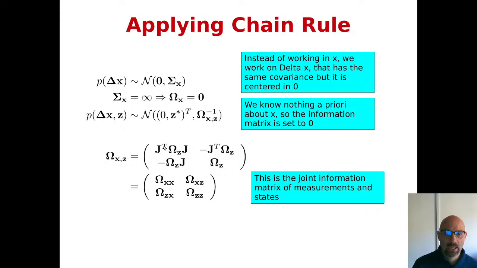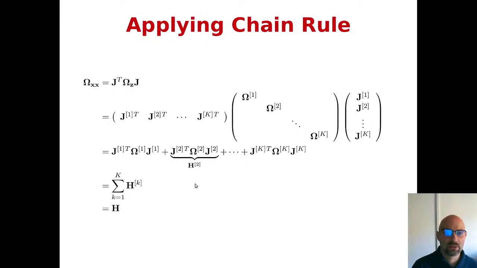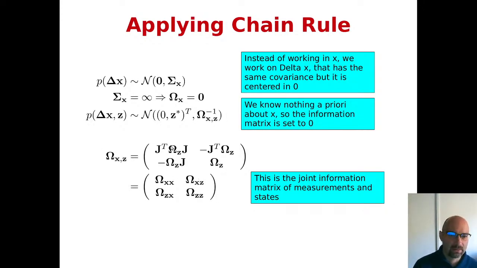Now, if I have a joint distribution having this information form, and if I want to condition on a specific measurement, what will be the information matrix of the variable after conditioning? Well, it will be just the block. In this case, this is the information matrix of the state, it will be just omega xx, which turns out to be equal to J transpose omega z J. So how do you reach this consideration? Well, let's first have a look at what J transpose omega z J means.